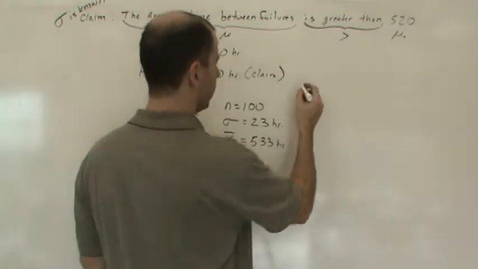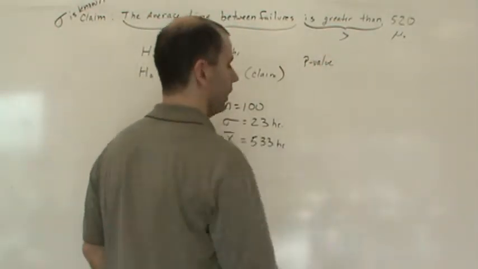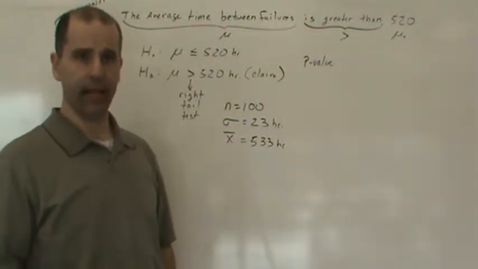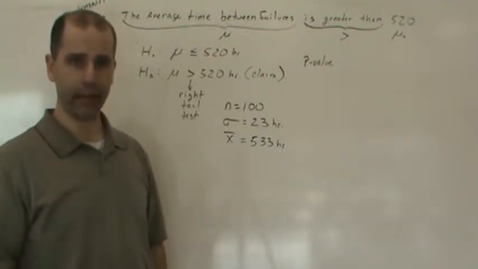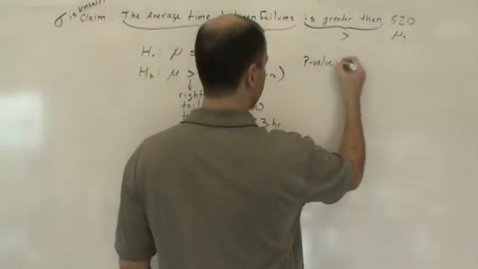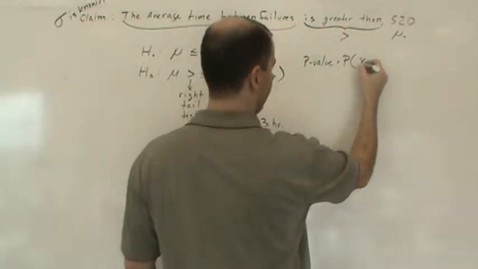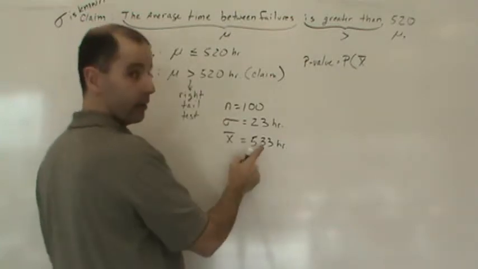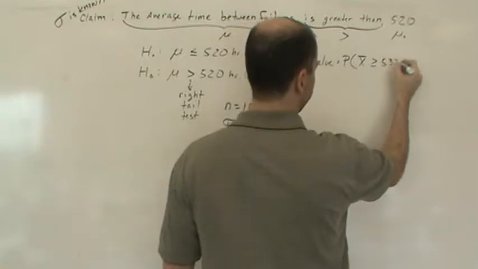So what we're going to do is calculate the p-value, and the p-value by definition is always the probability of getting a test statistic equal to or more extreme than the value that we got from the sample. So in other words, this is the probability that we get a sample statistic, x bar, equal to or greater than 533.